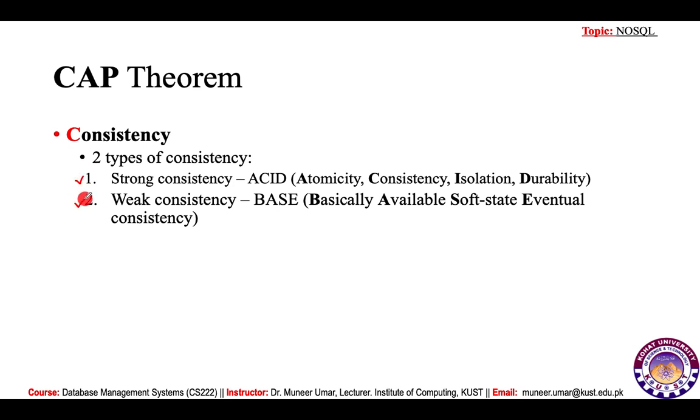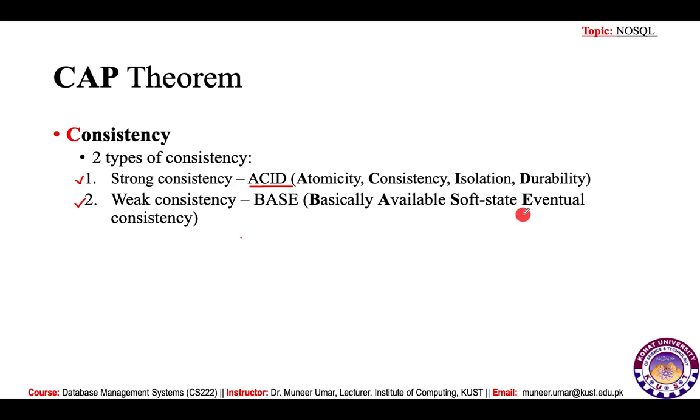By strong consistency, we mean the ACID properties. We have already studied this ACID in our previous lectures. This was actually in the transactions topic. By ACID, we mean atomicity, consistency, isolation, and durability. Then we have weak consistency. By weak consistency, we mean BASE: basically available, soft state, eventual consistency.